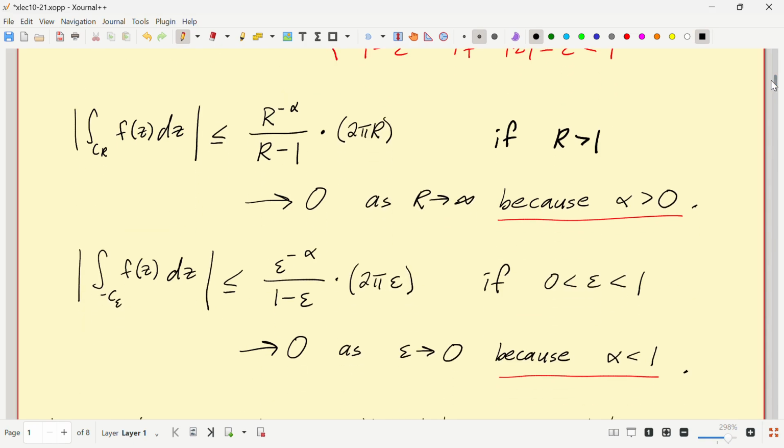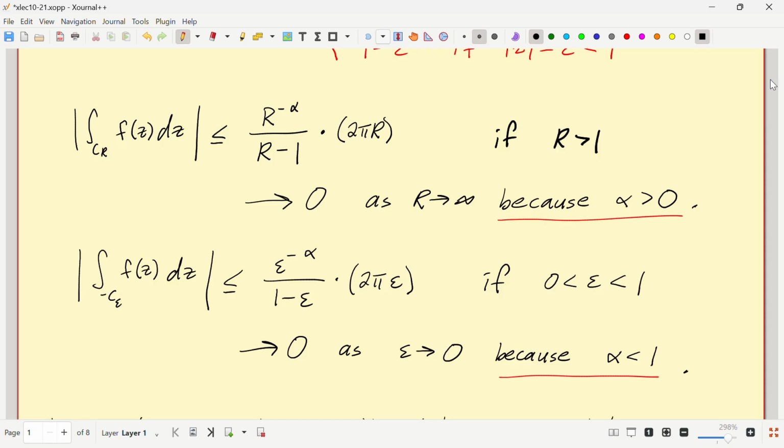And now I do the same thing for the C epsilon curve, and this time I would get epsilon to the minus alpha on top, but a 1 minus epsilon on the bottom. For that to go to 0, by freshman calculus again, it's critical that alpha be less than 1. Because in the numerator I'd have epsilon to the 1 minus alpha, which is a positive power, and that's going to go to 0. You can't use L'Hopital's rule to do this one because the denominator doesn't go to 0. It goes to 1. So it's like a trick question for freshman calculus. You can use L'Hopital above, but not there.